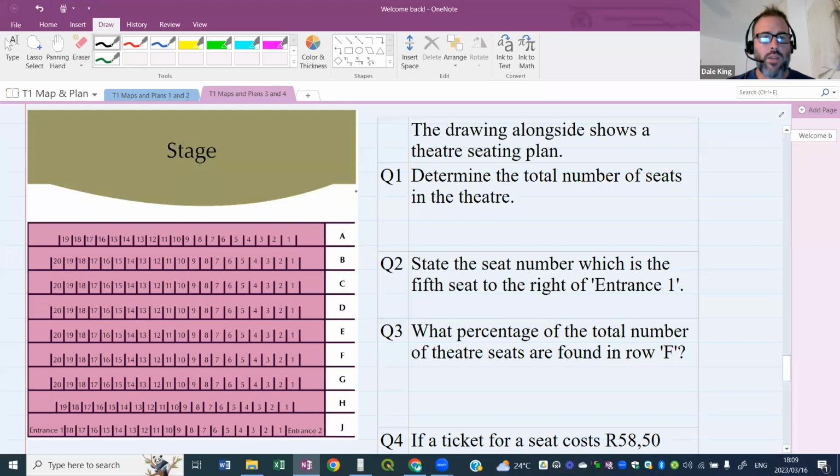Sometimes in stadiums, they'll have seats all around the field, and it looks a little bit more complicated, but a stage theater setup like this is very simple. Also, a movie theater seating plan is very similar to this one. So let's have a look at the questions.